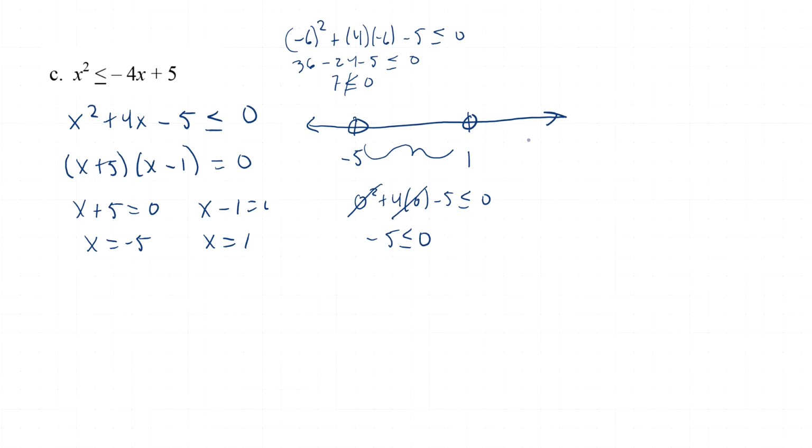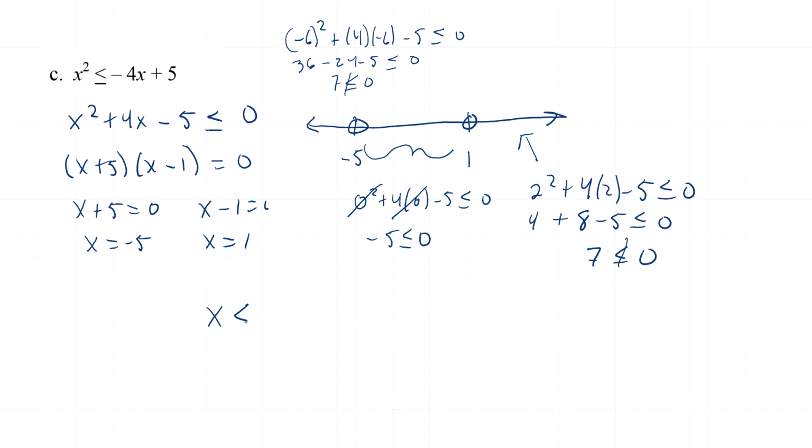And then just to test another value up here, greater than 1, we'll check 2. 2 squared plus 4 times 2 minus 5 is less than or equal to 0. So I get 4 plus 8 minus 5. 4 plus 8 is 12, 12 minus 5 is 7. 7 is less than or equal to 0, and that's not true. So my solution is going to be x is less than or equal to 1 and greater than or equal to negative 5.